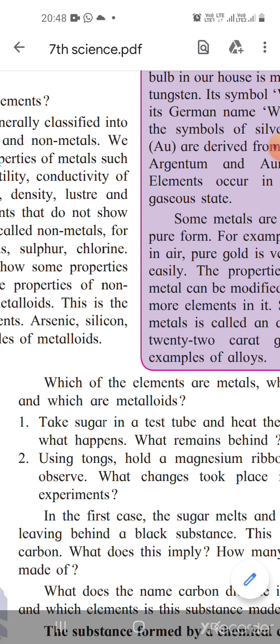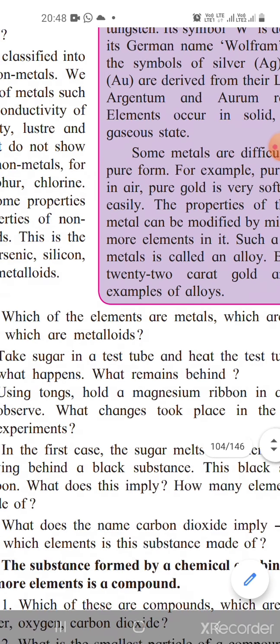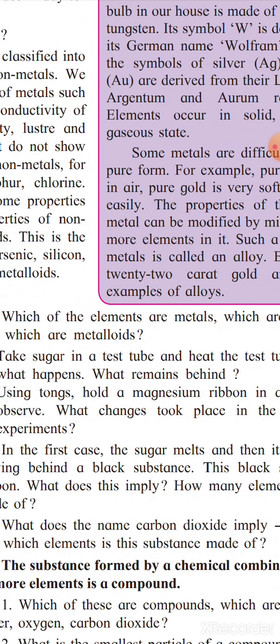When the magnesium ribbon is ignited, light and heat are produced. Magnesium reacts chemically with the oxygen present in the air. Twice Mg, when it reacts with O2, oxygen, you will get twice MgO, which means magnesium oxide is produced.